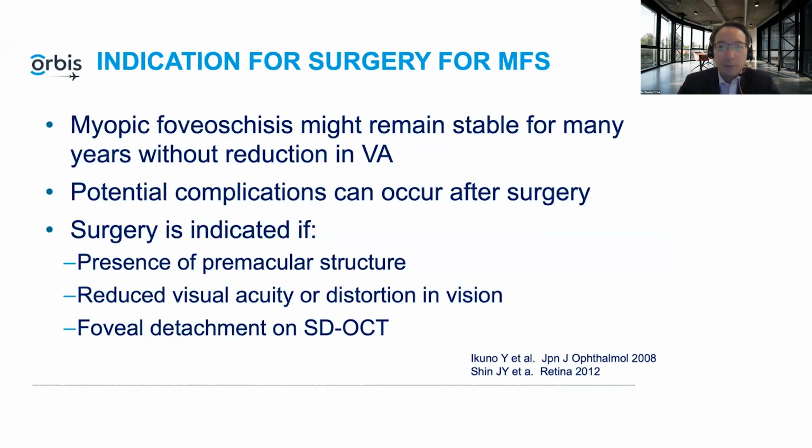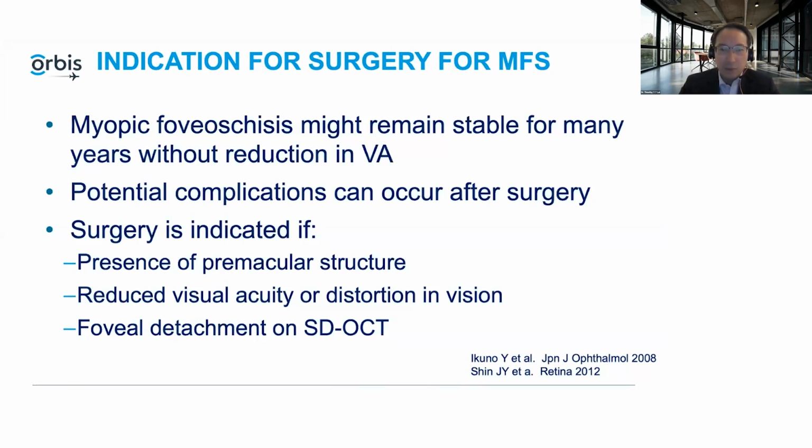So when should we perform surgery? Some patients can maintain quite good vision without any reduction for many years, but surgery is still indicated because of the potential progression. So when should we do the surgery? Usually we do it when there is a presence of premacular structure like a tractional ERM or retromacular traction, reduced vision or distortion of vision. Functionally, the patient is having quite symptomatic metamorphopsia. And if on OCT assessment you see full field detachment, that's a good indicator that the patient will need surgery.